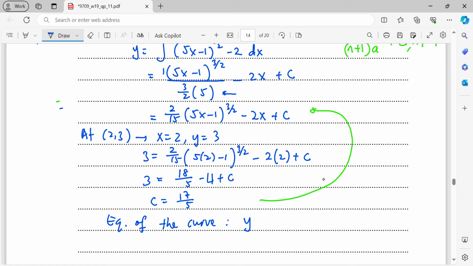So then I will be getting y equals 2 over 15 times (5x minus 1) to the power of 3 over 2, and then minus 2x plus 17 over 5. So that's the solution of this question.